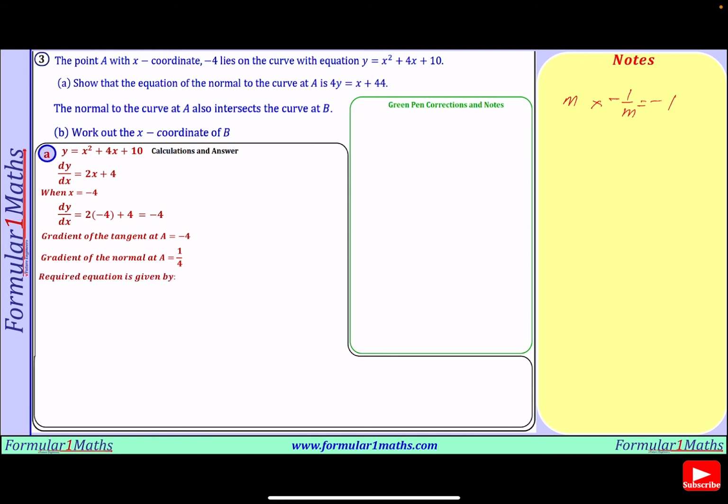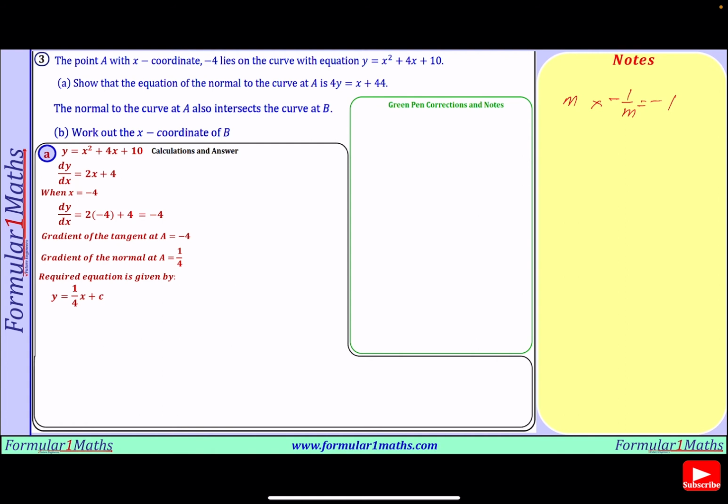So the required equation for the normal is given by y is equal to 1 over 4 x plus c. But we need to calculate the value of c. To do that, we need two values, one for x and one for y, of any point on the curve.